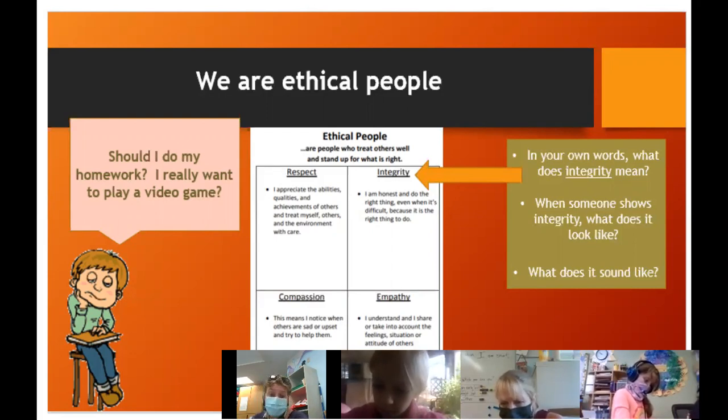Some other characteristics we've been talking about are respect. We've been talking about respecting the people that are in the books that we've been reading, respecting each other, especially when we're doing answers, when you guys are working together in small groups. And we have compassion and we have empathy. Empathy, again, is when we understand that we have to take other people's feelings and situations and attitudes into consideration. And compassion is realizing what's going on with those people and having a way to maybe try to help them.